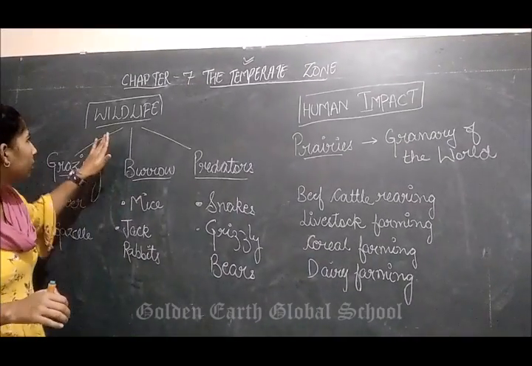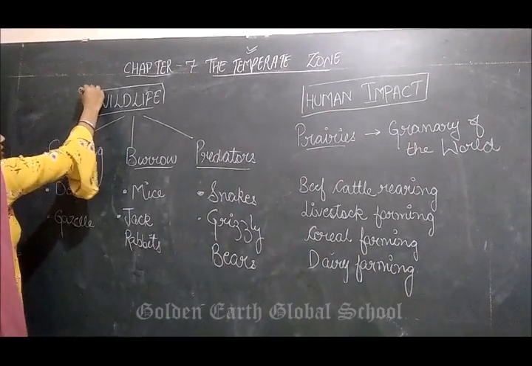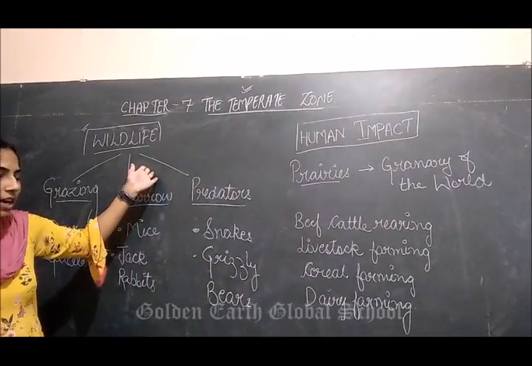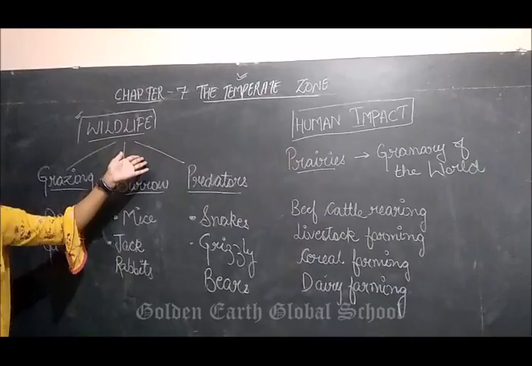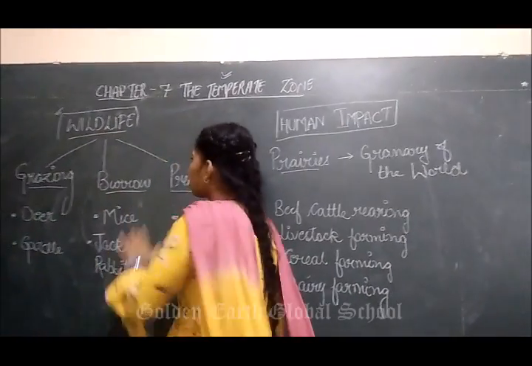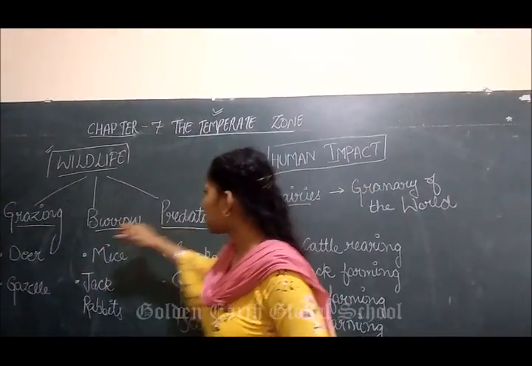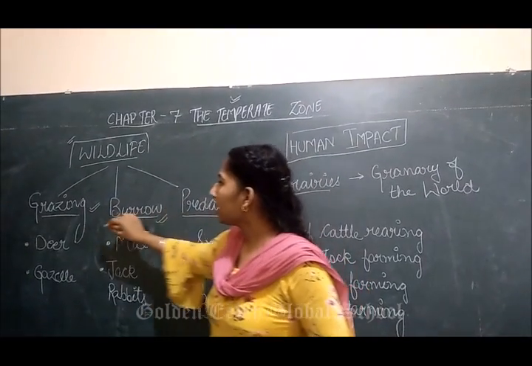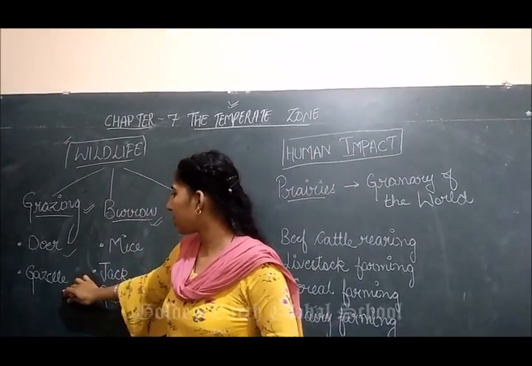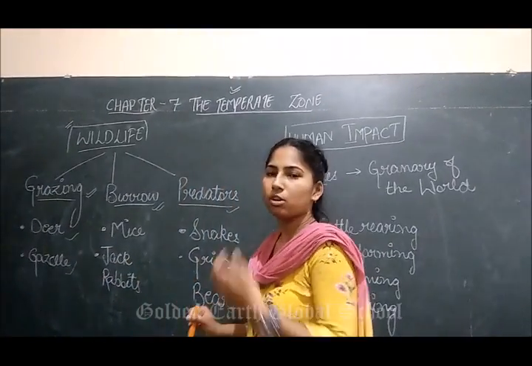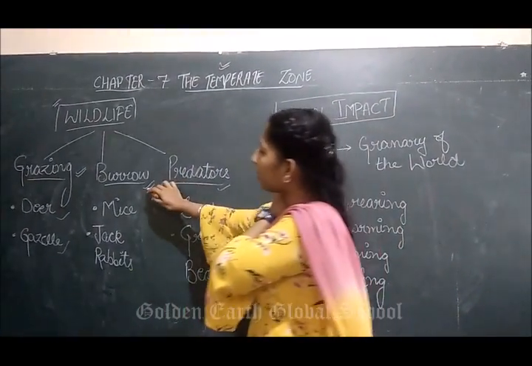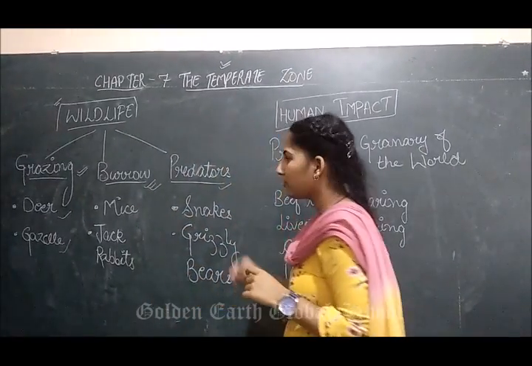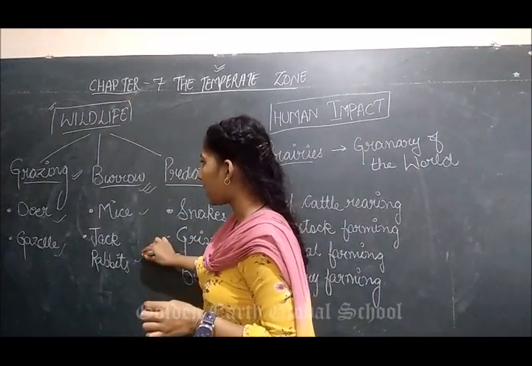The next topic which we are going to discuss is wildlife. We have discussed the climate and the plant life of the temperate zone. Now we will discuss the wildlife, the animals which are found in the temperate zone. So the animals are divided into various categories: the grazing animals, burrowing animals, and the predators. Grazing animals such as deer and gazelle normally eat grass. Burrowing animals, the animals which burrow deep inside the soil and live there, like mice and jackrabbits.